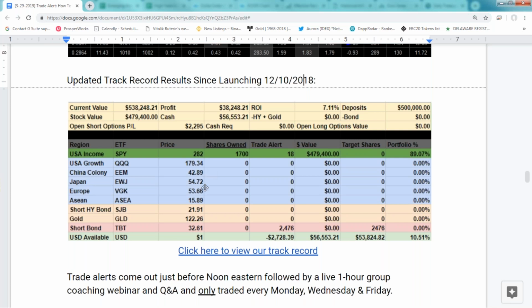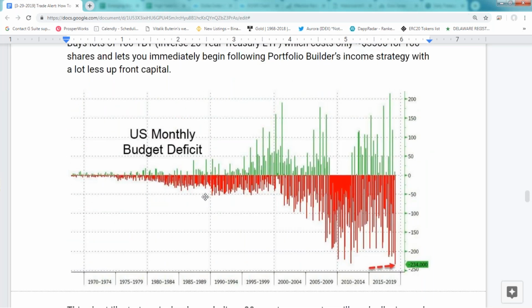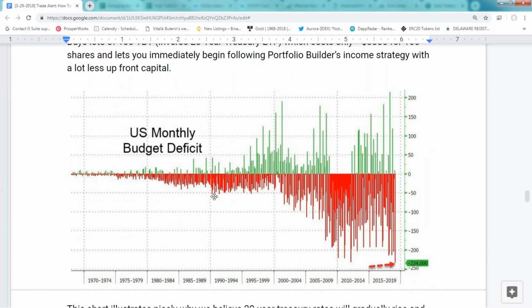If we go to the TBT trade, this has been an insane move in the bond market for about 30 years and keeps on going. The general idea in this portfolio is that America is creating too much supply of treasuries and that the demand will eventually not meet the supply. And so we've seen our deficit just skyrocketing and there's no end in sight.